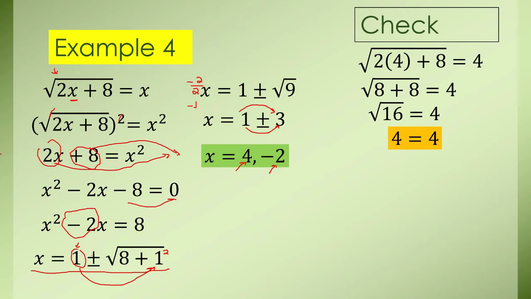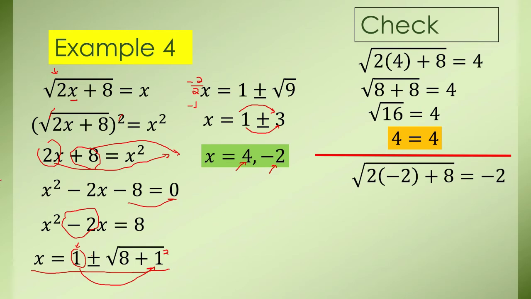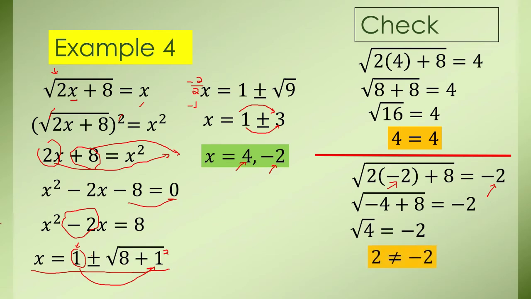Now I'm going to substitute negative 2. You substitute the x by negative 2. 2 times negative 2 is negative 4. Negative 4 plus 8. Remember, you substitute the x by negative 2 in both places. And now, what is the square root of 4? 2. And 2 is different than negative 2. Then the possible solution, negative 2, really is not a solution. Only one solution. And the solution is 4, because negative 2 does not satisfy the equation.